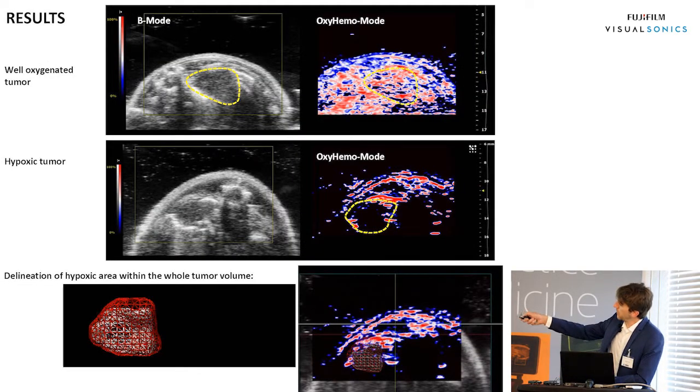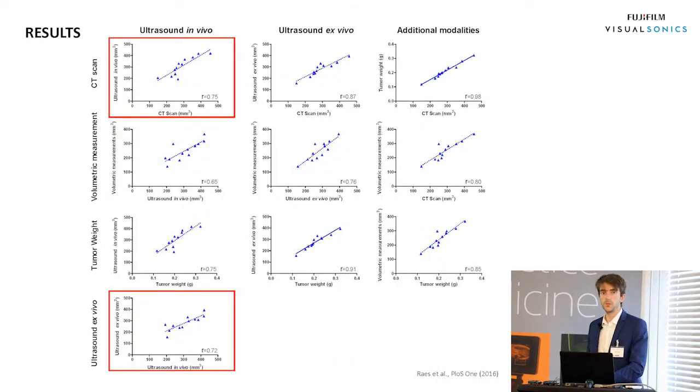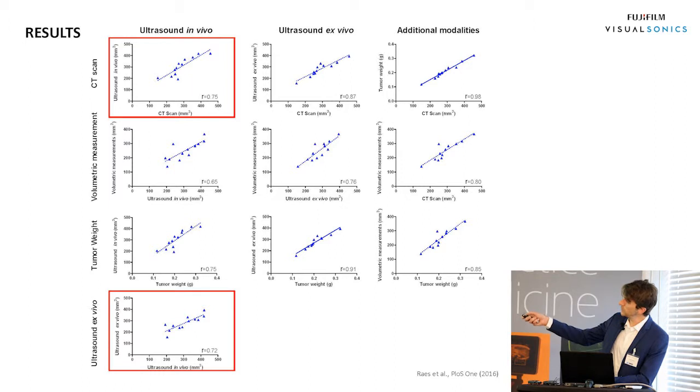This is an example of a well-oxygenated tumor. As you can see, a well-oxygenated tumor and a really hypoxic tumor here. And it's possible to measure with this tumor the hypoxic volume and the whole tumor volume. We compared our 3D ultrasound in vivo measurements with CT scan, and we observed a quite good correlation for this lung tumor model, because it's a bit difficult to measure it with the breathing movements. And we also had a good correlation between ultrasound in vivo and ultrasound ex vivo.